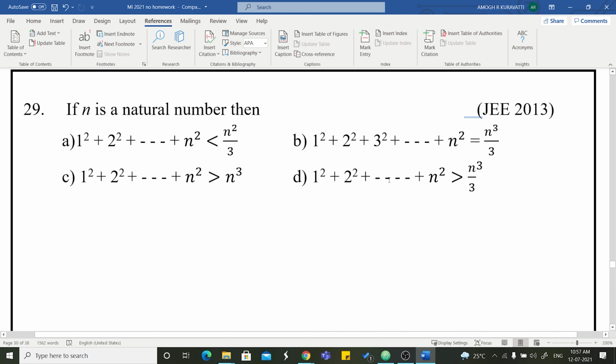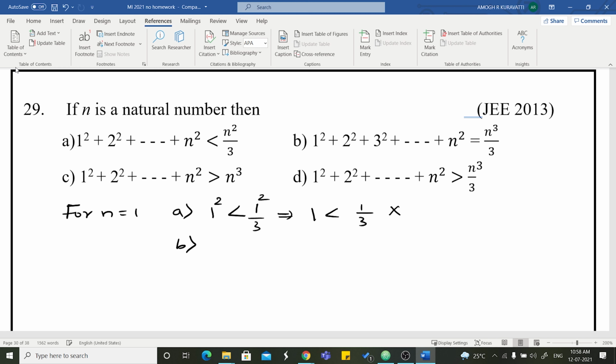Check option A. Put n is 1, 1 square, 2 square, 3 square and so on. N value 1. 1 square less than 1 cube by 3 implies 1 square is 1 less than 1 by 3. Is it 1 less than 1 by 3? No, wrong. Option A, wrong. Take option B. Put n is 1, 1 square is equal to 1 cube by 3, implies 1 is equal to 1 by 3. Is it 1 is equal to 1 by 3?